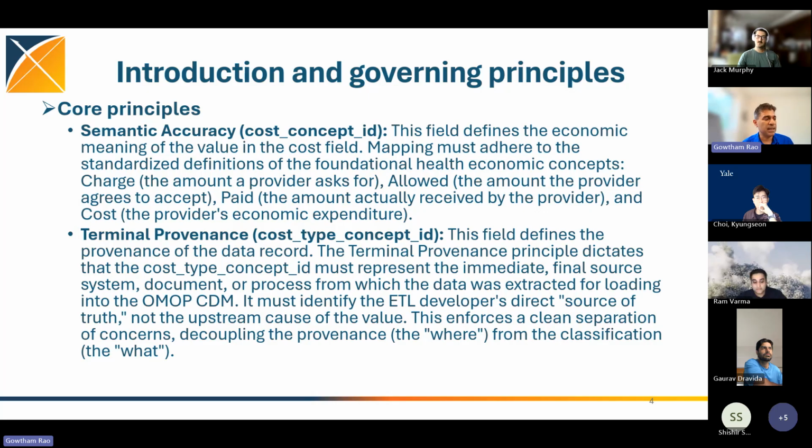It must identify the ETL developer's direct source of truth. So that's the ETL developer's direct source of the truth. There is no interpretation, not the upstream cause of the value. So it's a clean separation of concerns, between where it came from and the classification. We don't know. We're not going to speculate. We're going to take what we got and do one-to-one true mapping. That's the principle of terminal provenance.